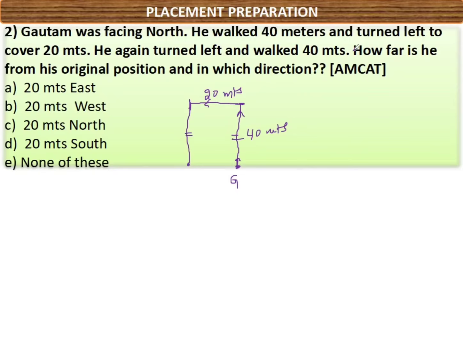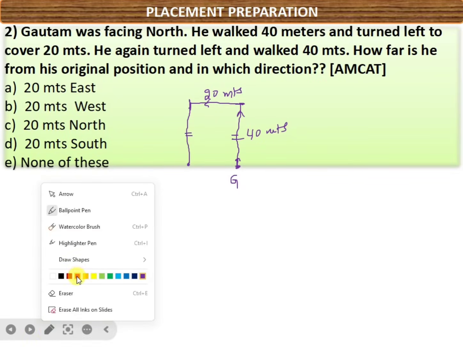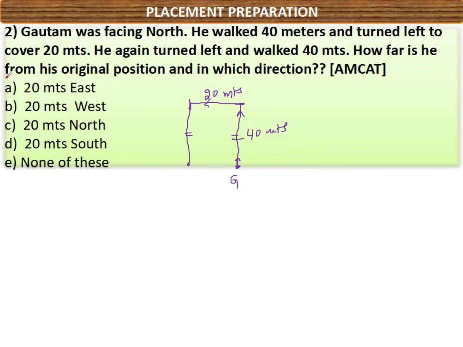Now how far is he from his original position? From where are they asking? From his original position. Let me underline, from his original position. See, this is his current position. Which is his original position? The position where he started, that is G. Since they are asking from his original position, this original position will act as origin.